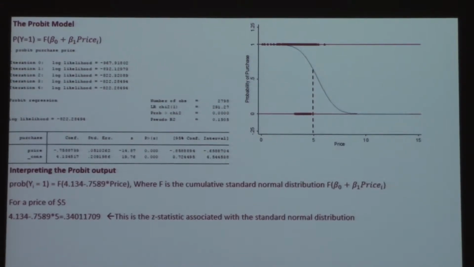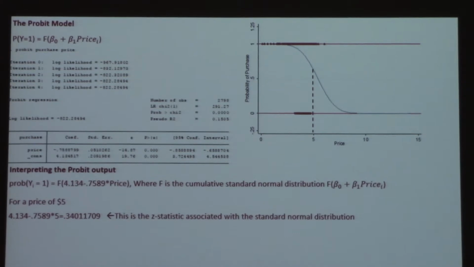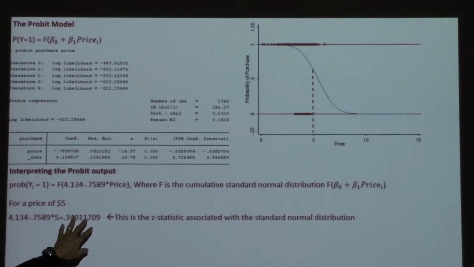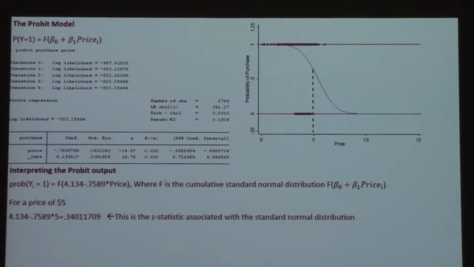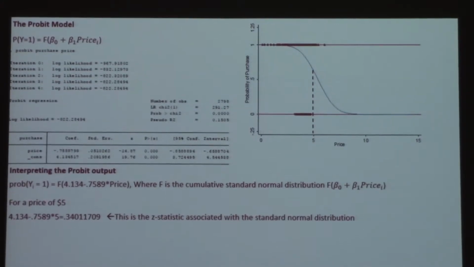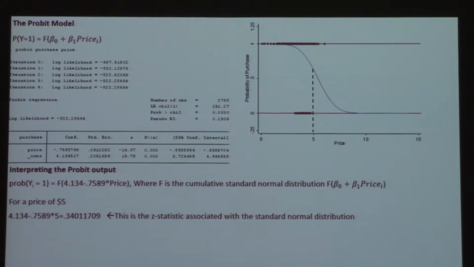That's strange. So again, plug in a value for price, we get a number. This number is not the probability of purchasing, it's the z-statistic associated with the probability of purchasing at $5. And that's why these are awkward interpretations.